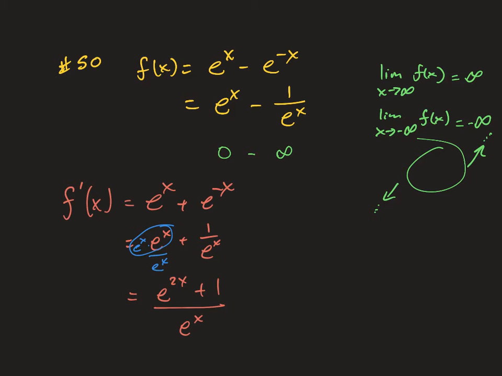And the question is, are there any undefined values in this derivative? And the short answer is no, because e to the x is always positive. And can this numerator ever equal 0? And the answer is no, because e to the 2x is always positive, and positive plus 1 is still positive. So this is never 0. So there's never a 0 and there's never an undefined value. So what that means is there are no critical points.